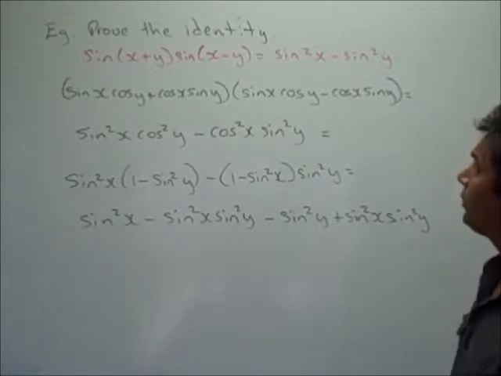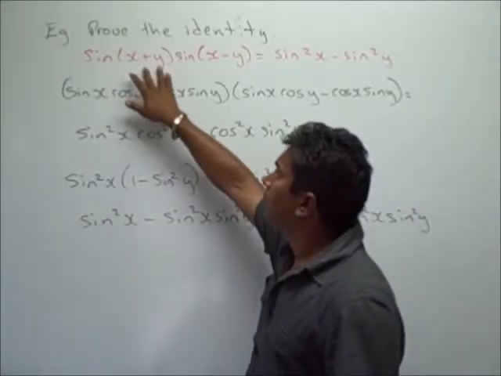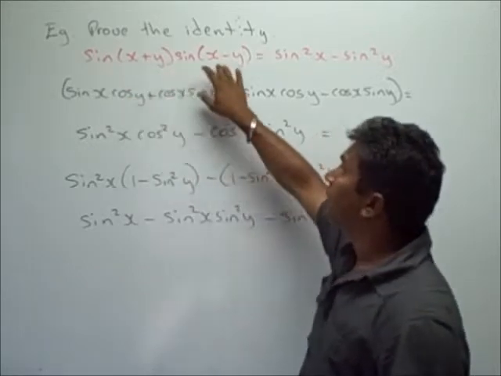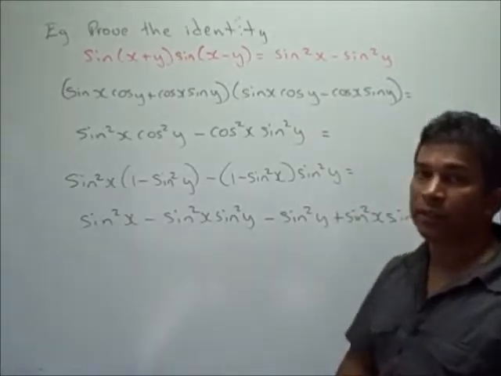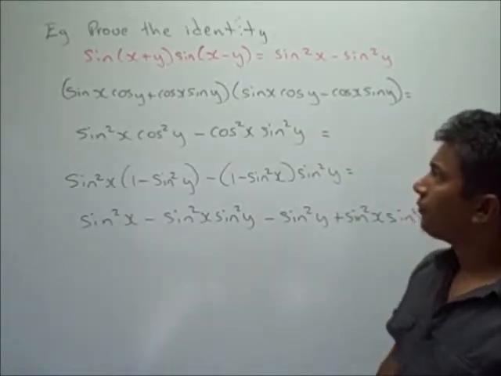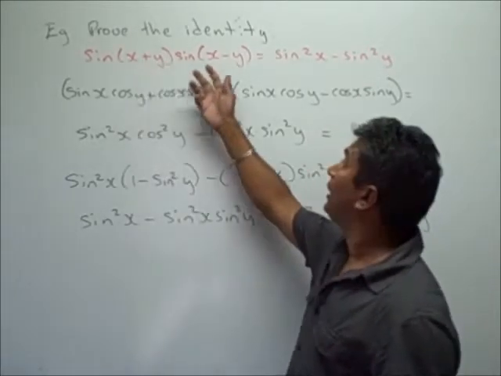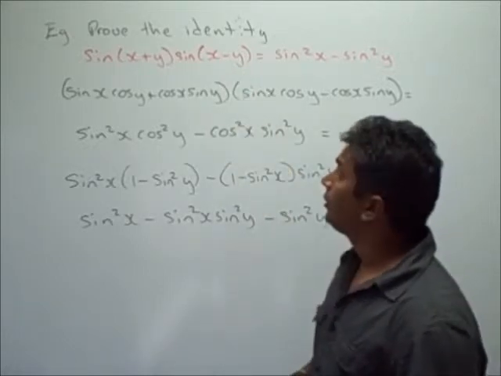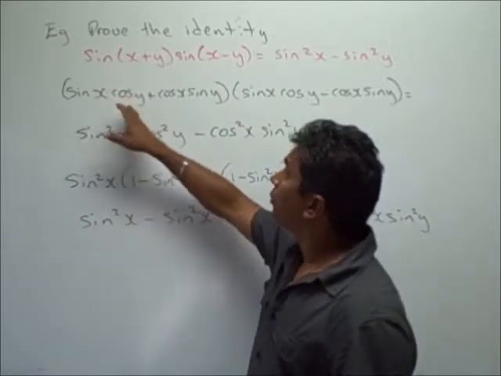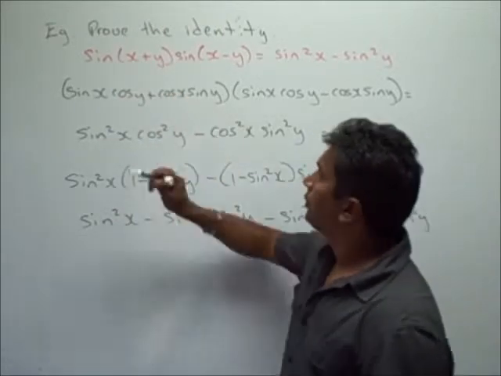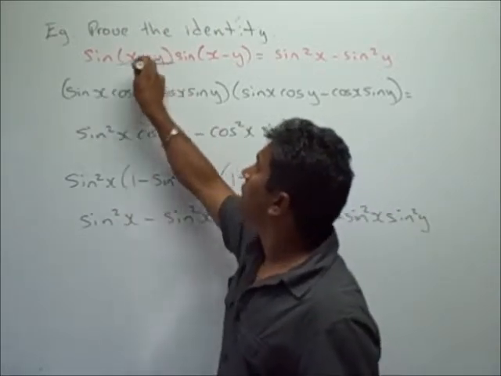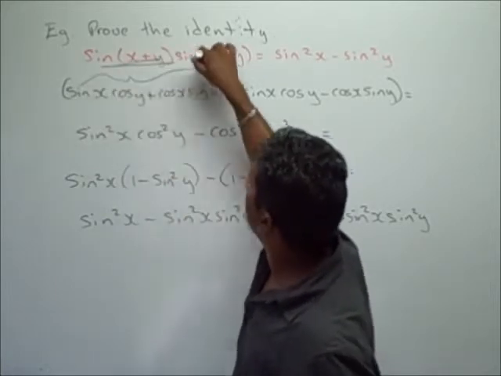Once again, we're being asked to prove an identity. This time the identity is sine of x plus y times the sine of x minus y is equal to sine squared x minus sine squared y. So we're using both our sum and difference formula for sine. So this becomes sine x cosine y plus cosine of x sine of y. So all this will give us this piece down here.